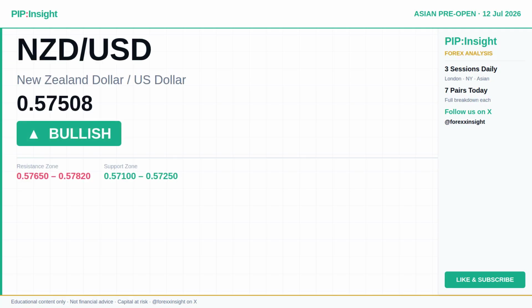Kiwi dollar. The chart is showing bullish structure on this session. The 4-hour trend is to the upside and the 1-hour is also pointing lower. Resistance is marked between 0.5765 and 0.5782. Support is marked between 0.571 and 0.5725. Here is the full chart breakdown.